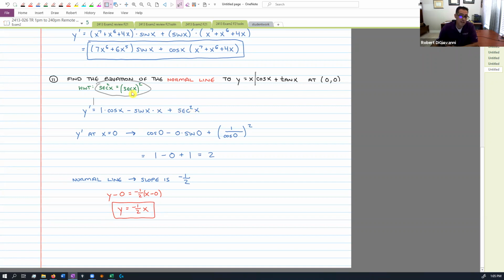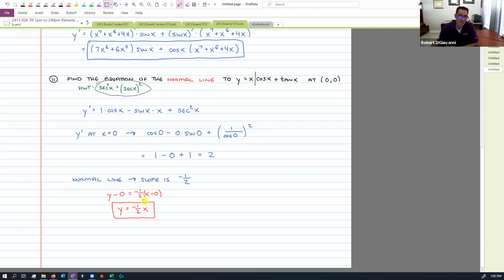And so you have to know that secant is 1 over cosine. So you're just really trying to figure out what 1 over cosine of 0 is, and then square it. And cosine of 0 is 1. So this comes out to 1. Plug in 0 into this. You should get 2 here. That's the slope of the tangent line. Then you take the opposite reciprocal and you get -1/2. And then you use your point slope formula.